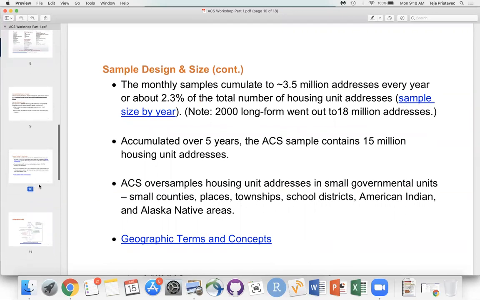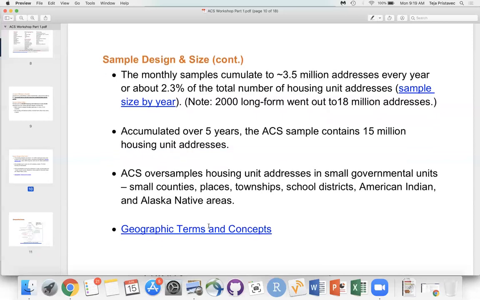In total, that's about 3.5 million addresses every year. There's a note on the long form for 2000, which is a little bit outdated now. So when you look at the 5-year, and I already mentioned this, there's 1, 3, and 5-year estimates that allow you to get to different levels of geography in the ACS. You get to about 15 million housing units. Some of these are oversampled to ensure representativeness.